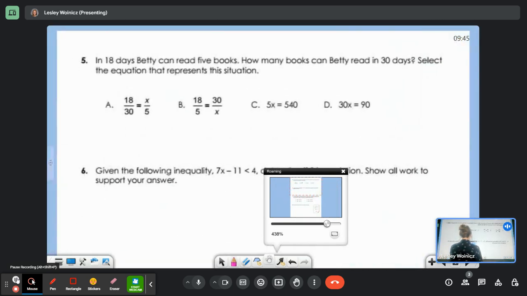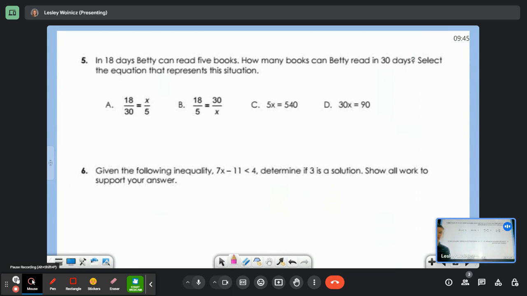Okay, I want to see if you guys can get this one. I want to give you time to read it and think about it. Okay, did I give you enough time? What are we thinking? Okay, so for these, it might help you if you labeled these. Okay, so if it's in 18 days, she can read 5 books. How many books can Betty read in 30 days?